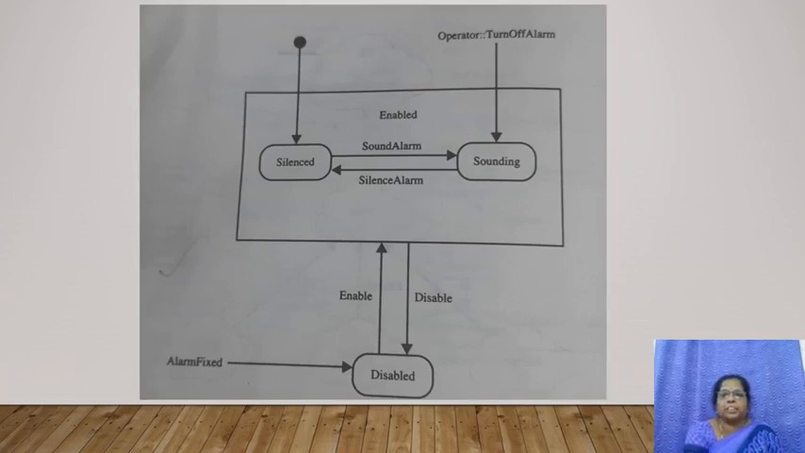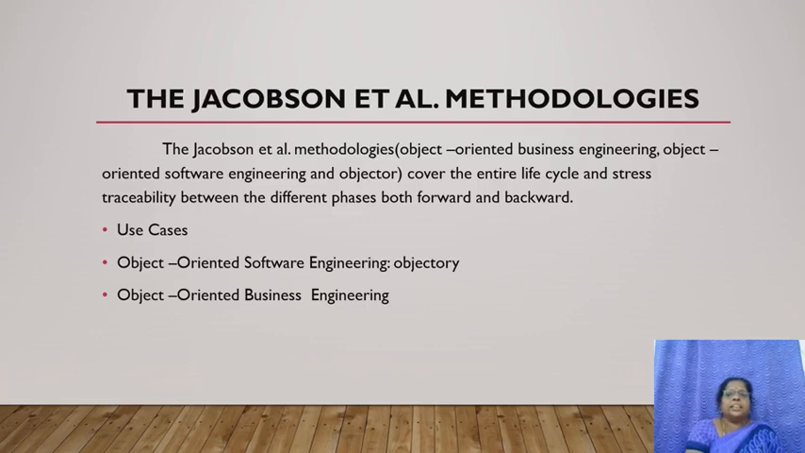It will be activated. And then another one, the Jacobson et al. methodologies. The Jacobson et al. methodologies we can give for object-oriented business engineering and object-oriented software engineering. They cover the entire life cycle and discuss traceability between the different phases, both forward and backward. Here we can use three processes. First one is the use cases. Second one, object-oriented software engineering, which is Objectory. Then another one, object-oriented business engineering.